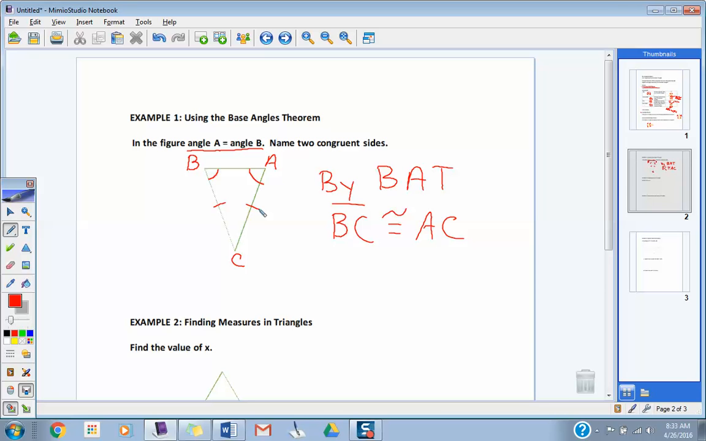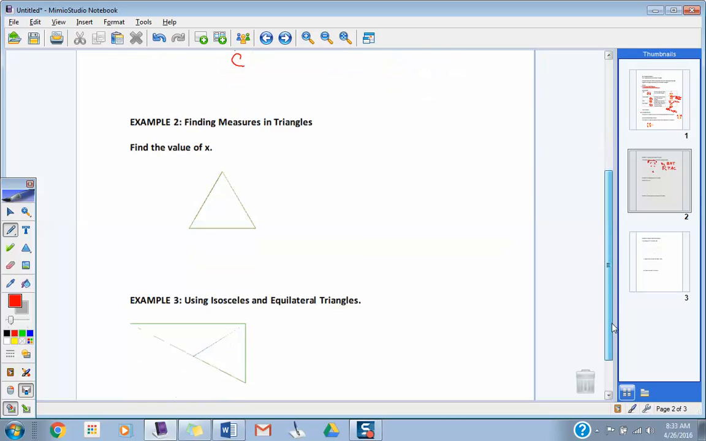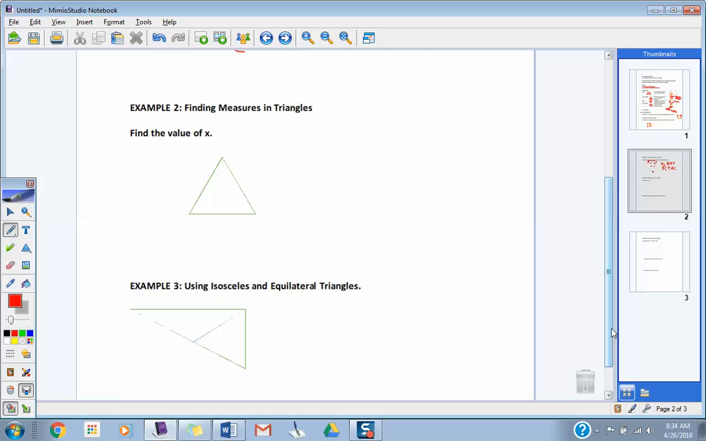All right. Let's talk finding measures in a triangle then. Example 2. I believe down here in the bottom left I put 2x. Is that right? Yeah. And I think I have tick marks all the way around here. Is that correct? Okay. How do you know x equals 30 right off the bat? Because all the angles are 60. Exactly.